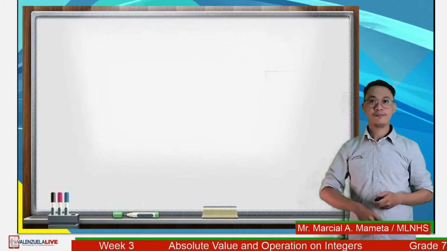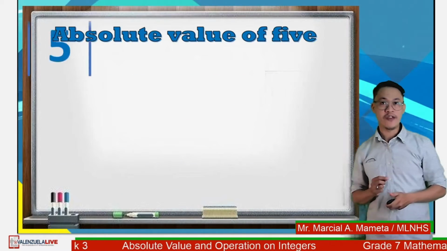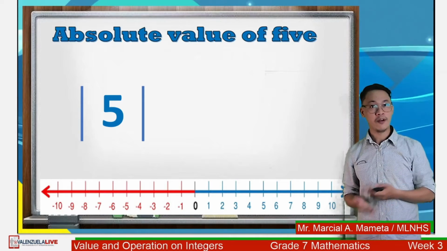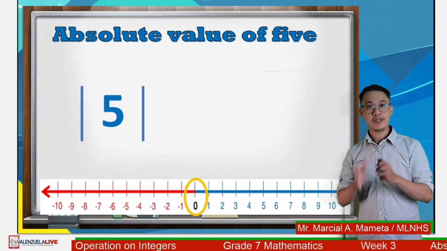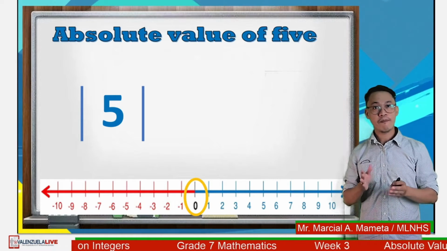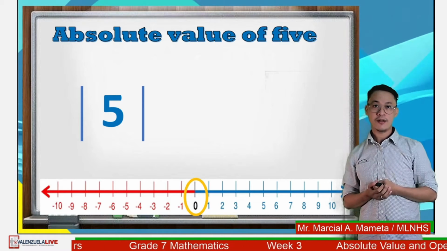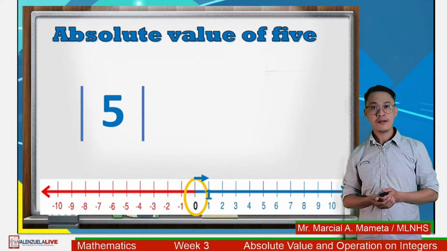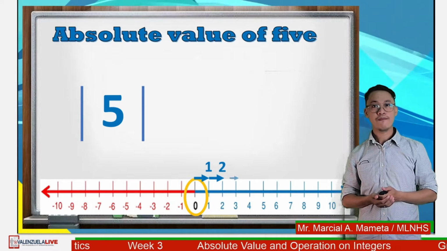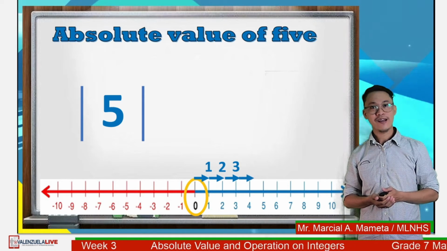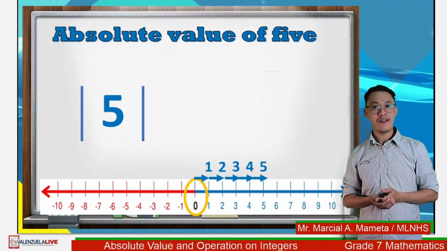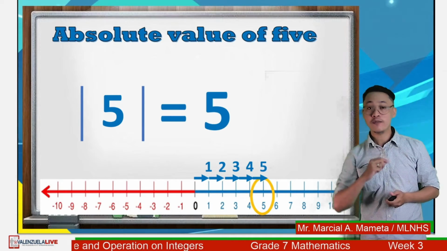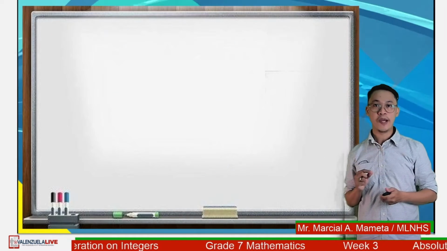Another example. The absolute value of 5. It is written like this. Again, by the use of our number line below, we start from 0. Move 5 steps going to what direction? Correct. 5 steps going to the right direction. 1, 2, 3, 4, and 5. And it stops here. Therefore, the answer for the absolute value of 5 is equal to 5.